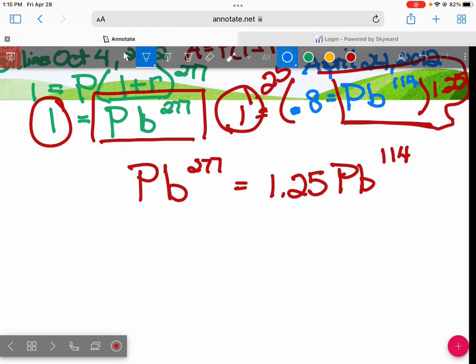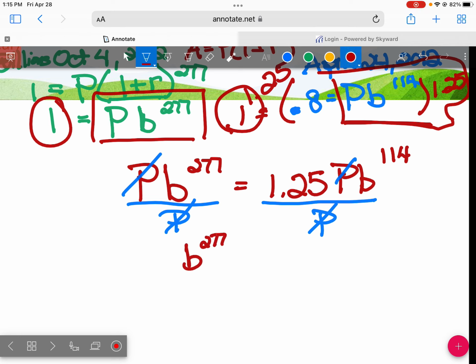Find the square root of the... Okay, we're going to get there. We're going to get there very soon. But what if I divide by P? Get B by itself. What's that going to do over here? Yeah, so we're going to get rid of the P's for a second, and we're going to just deal with the numbers that we have, which is B to the 277th equals 1.25 times B to the 1/14th.